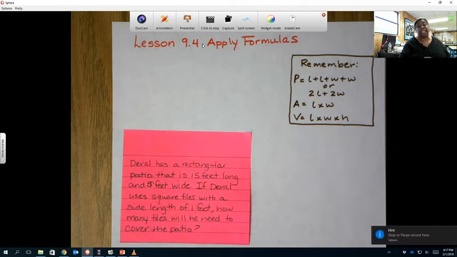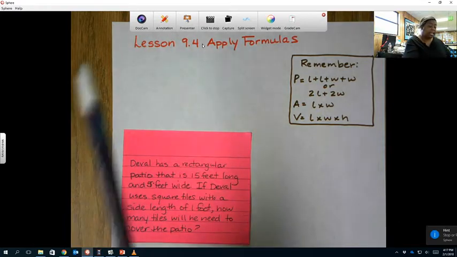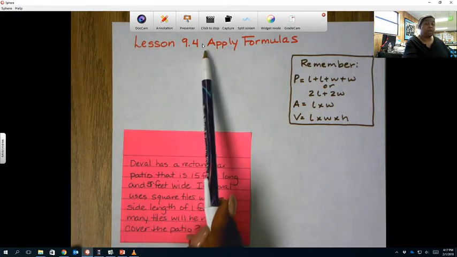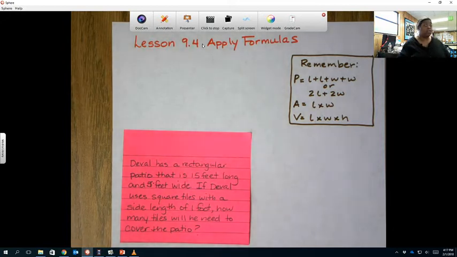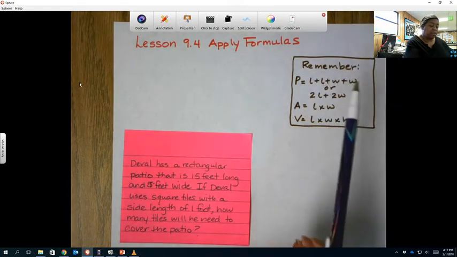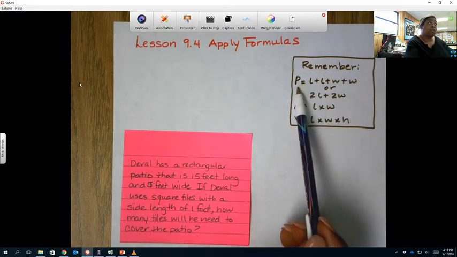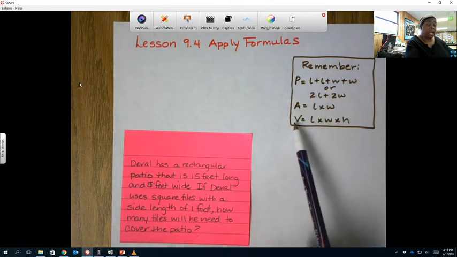Today is your daily math recap. Today in class we went over lesson 9.4, apply formulas. During these last few days we've been talking about formulas for perimeter, area, and volume.